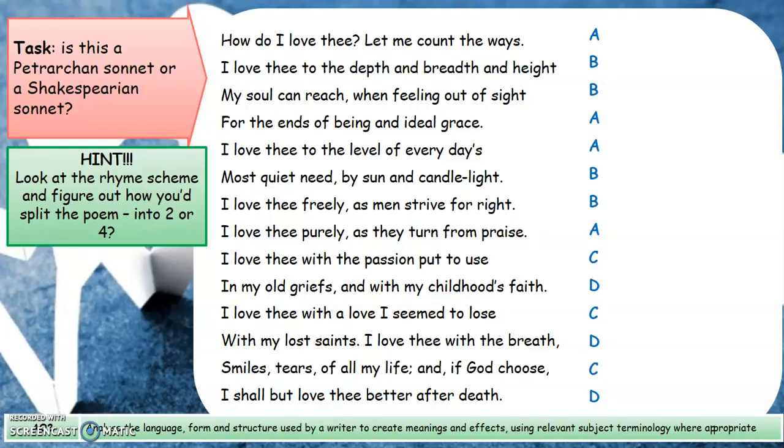Okay, going into analysis now. We're going to start on structure just so we can get our head around it. I'm going to make you think about the key terminology you wrote down earlier, and I'd like you to figure out if this is a Petrarchan sonnet or a Shakespearean sonnet. Clue: look at the rhyme scheme and figure out how you'd split the poem into 2 or 4.